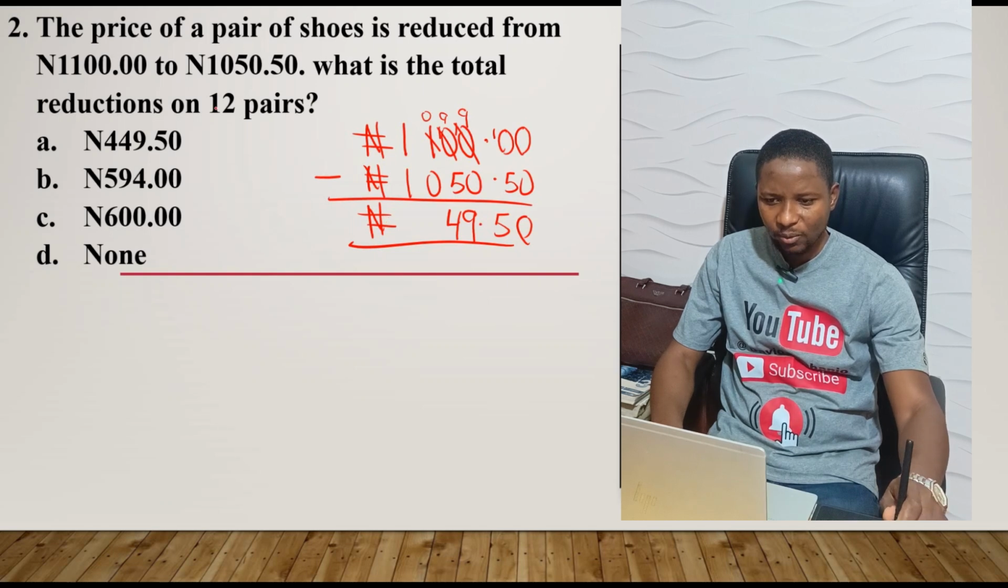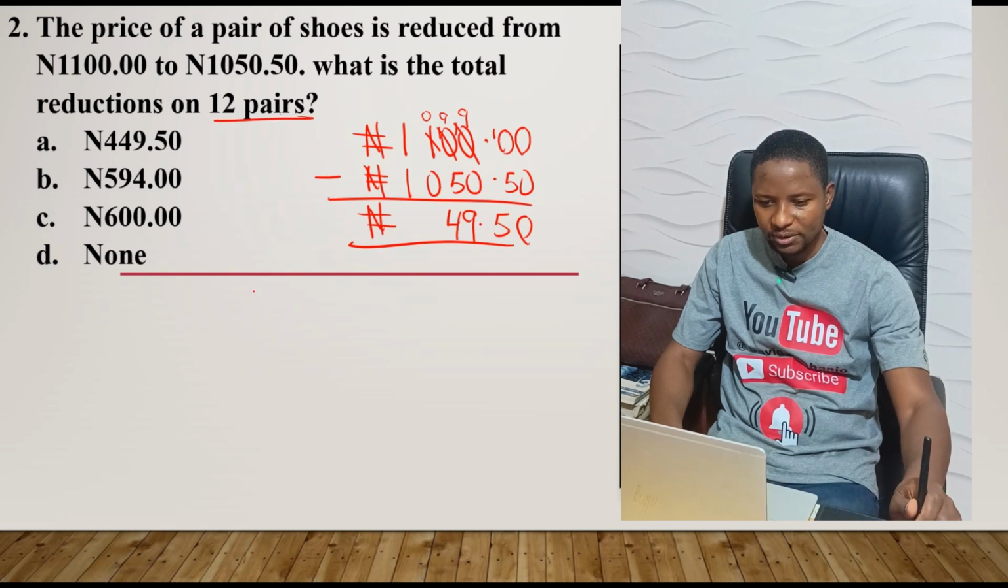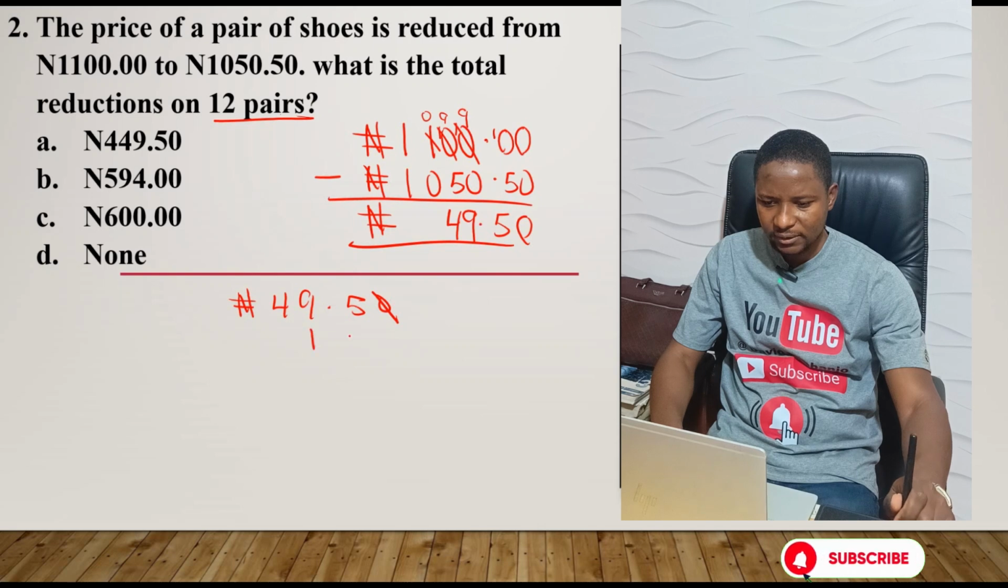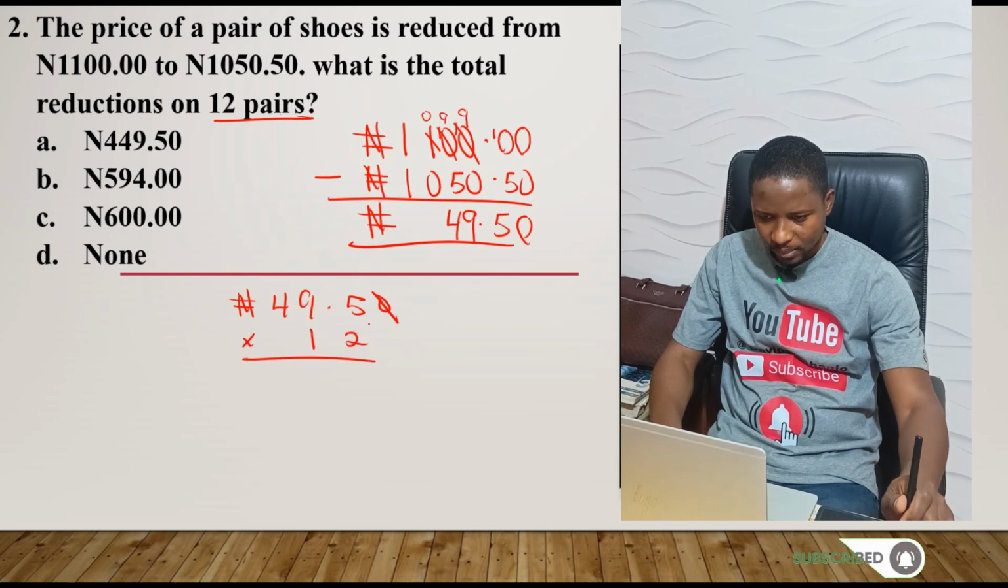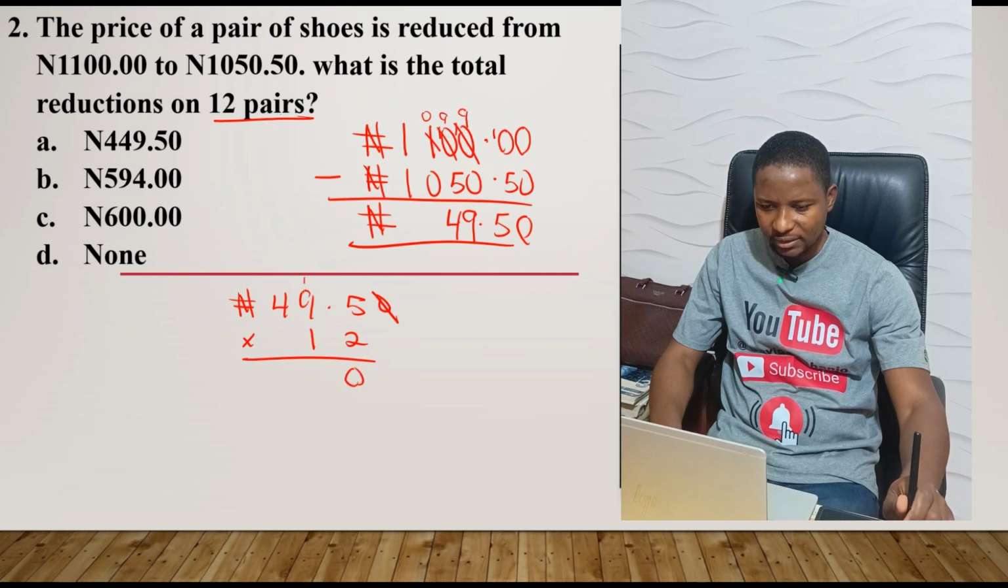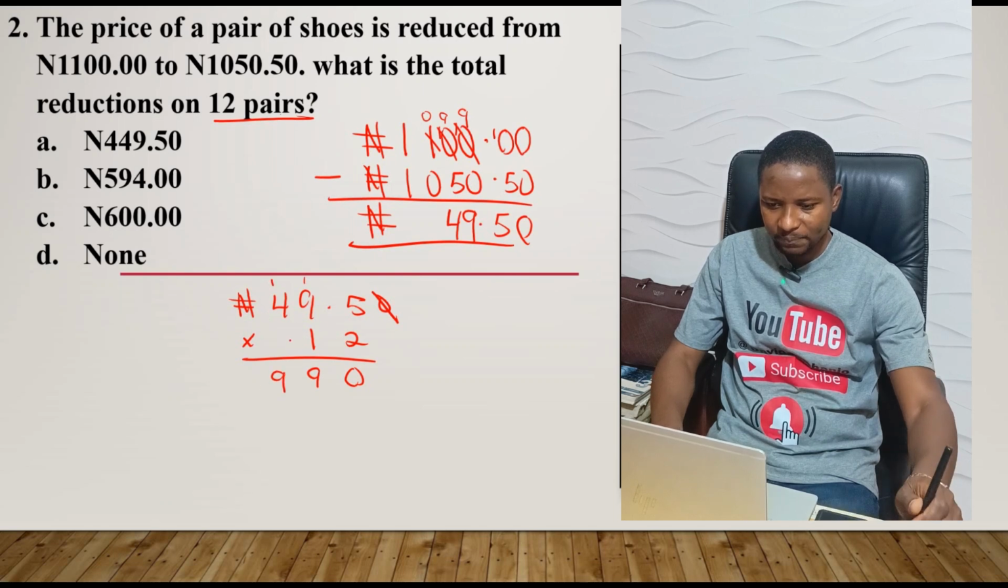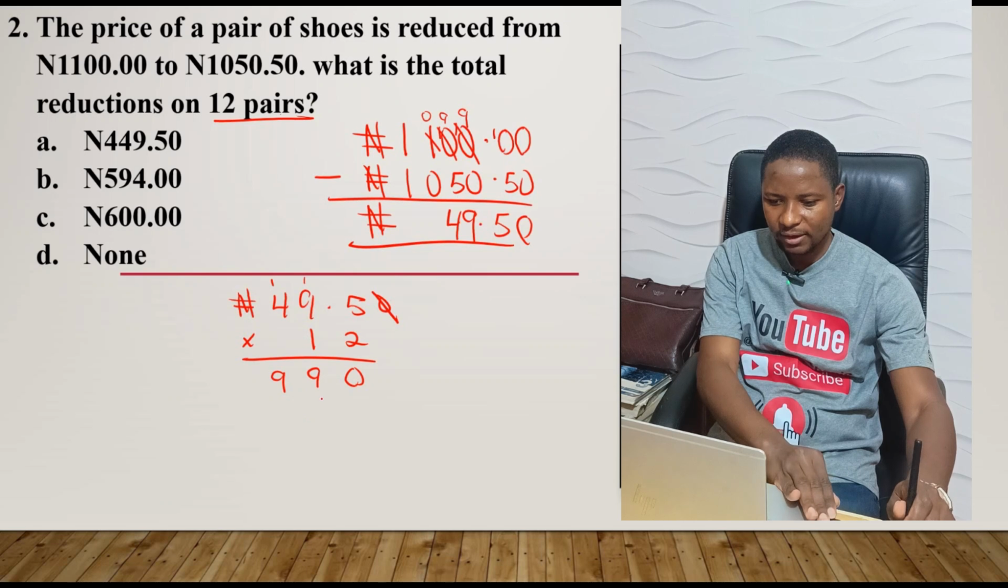So that is the total for 12 pairs, multiply by 12. So 49 naira 50 kobo, and when you want to multiply you can just decide to ignore this 0 for simplicity. Times 12. 2 times 5 is 10, 0 carry 1. 2 times 9 is 18 plus 1, that's 19, carry 1. 2 times 4, 8 plus 1, you have 9. 1 times 5 is 5, and 1 times 9 is 9, 1 times 4 is 4.